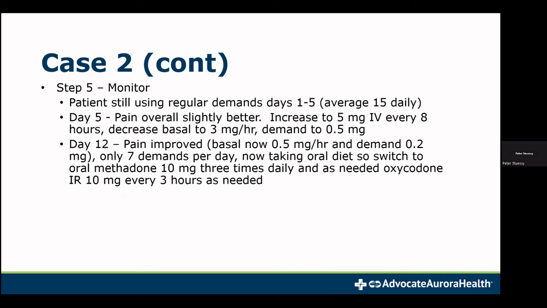By day 12, so again, we're looking another week out there, pain had improved quite substantially at that point. We have the basal now down to 0.5 milligram an hour, demand at 0.2, only asking for 7 demands a day. And they're starting to take an oral diet now. So we switch over to oral 3 times a day to help get rid of that last bit of hydromorphone that they're on, and switched them to as needed oxycodone 10. And that's what they were discharged on. And they were in pretty darn good pain control at that point. So you can see even this really high dose patient came down to 10 milligrams 3 times a day of oral methadone and as needed oxycodone.